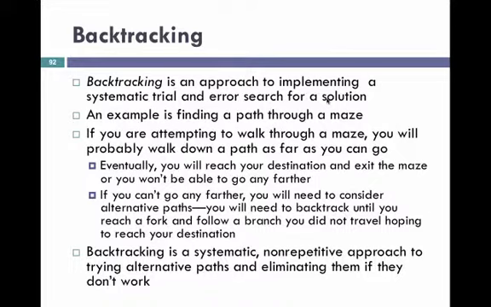If you're attempting to walk through a maze, you'll probably walk down a path as far as you can go. Eventually you'll reach your destination and exit the maze, or you won't be able to go any further. And if you can't go any further, you will need to consider alternative paths. You'll need to backtrack until you reach a fork and follow a branch you did not travel, hoping to reach your destination. So backtracking is a systematic, non-repetitive approach to trying alternate paths and eliminating them if they don't work.